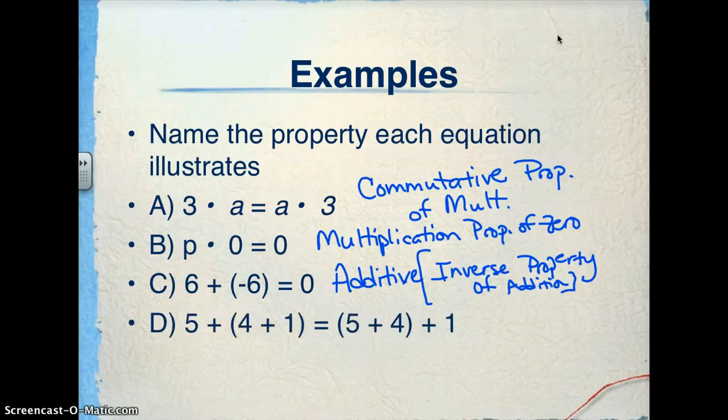And D, okay, 5 plus the quantity 4 plus 1 equals the quantity 5 plus 4 plus 1. If you do the math here, you'll see 5 plus 5 equals 9 plus 1. They really do both equal 10. And if you check that out, all we did is we regrouped it differently, so that's called the associative property. And I was adding in that case. So this was the associative property of addition.